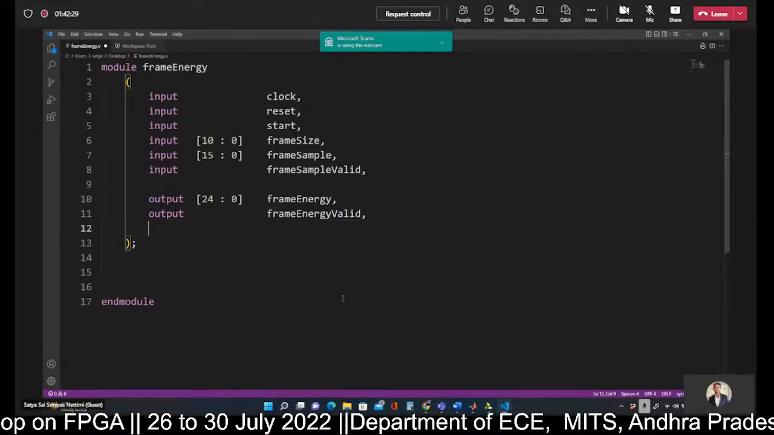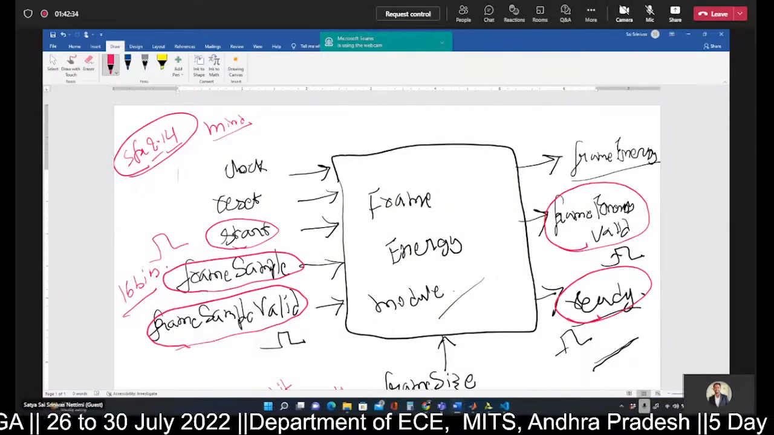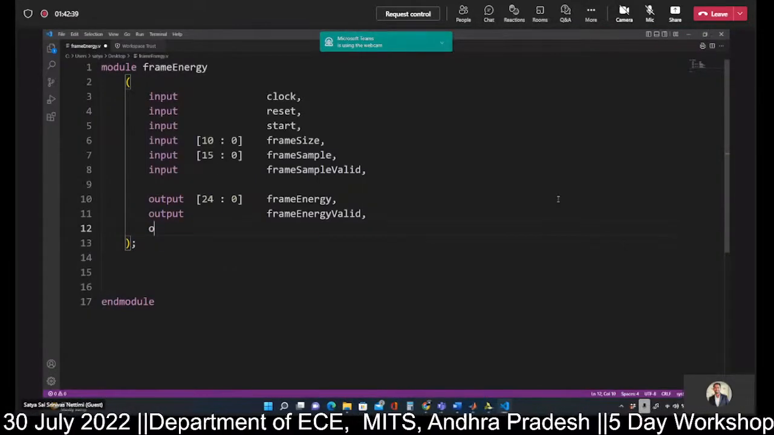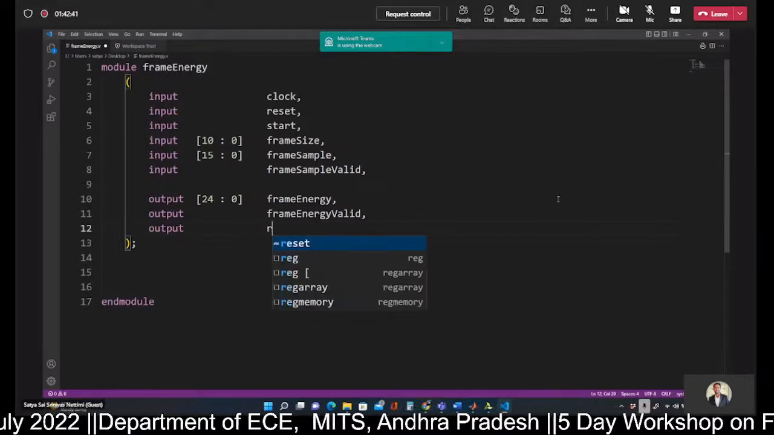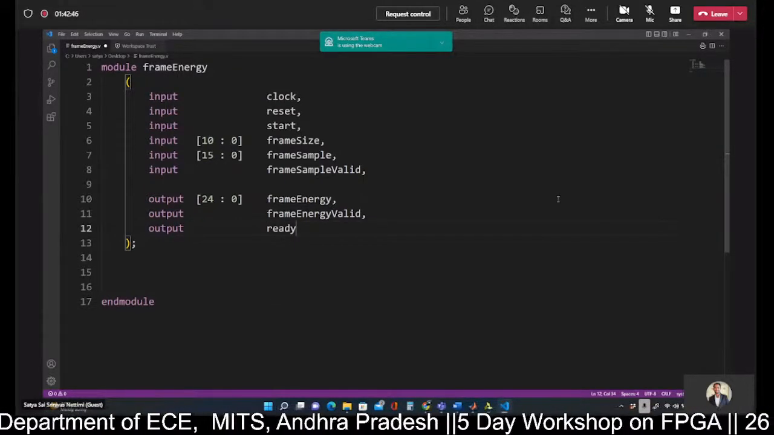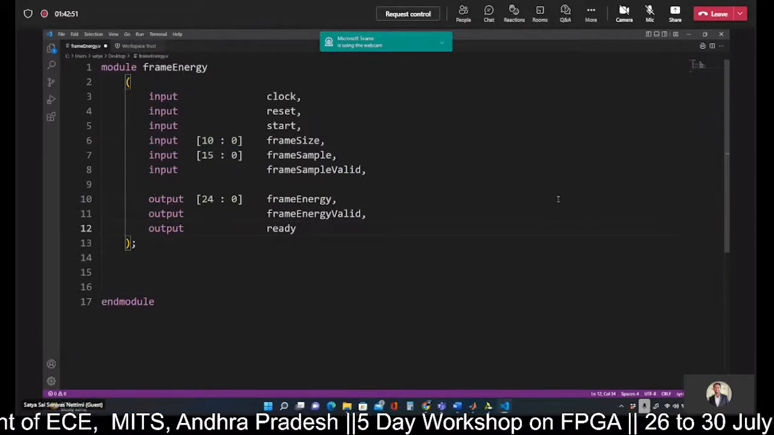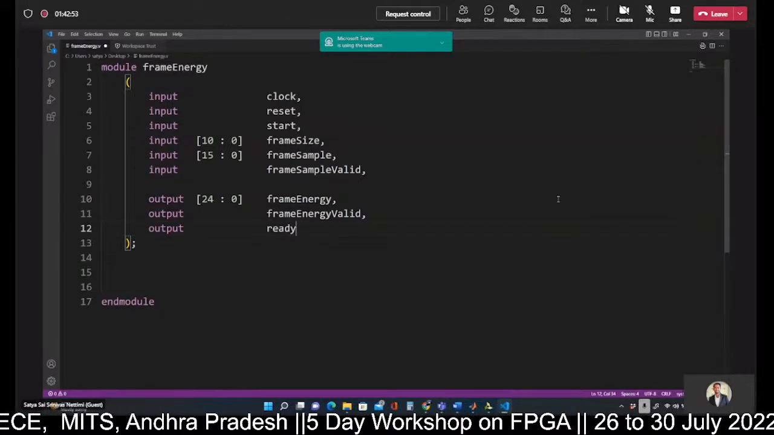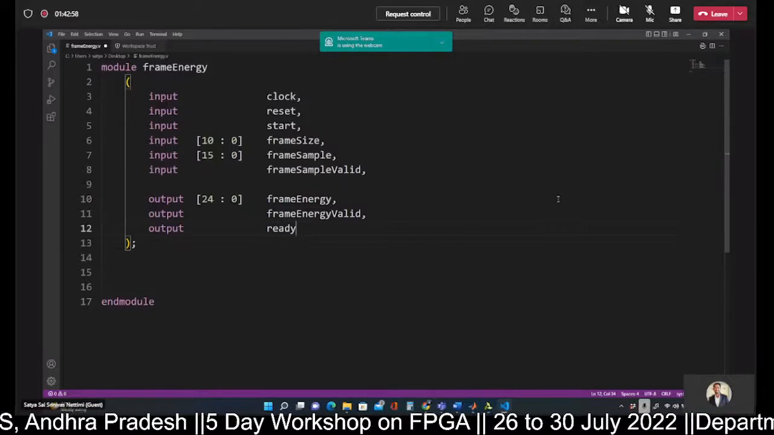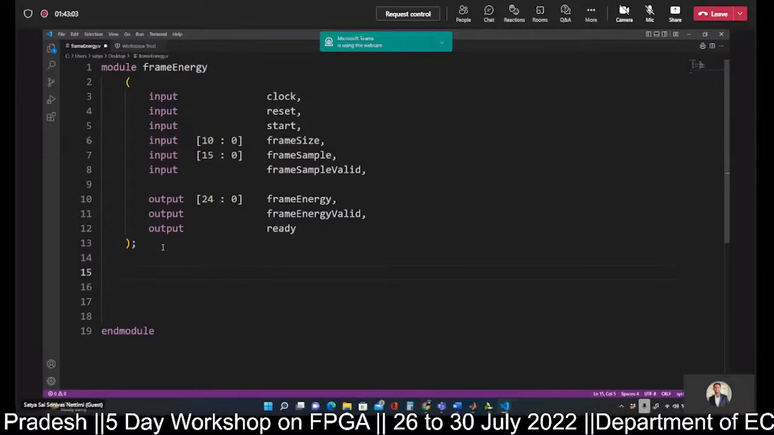Next, what is the other output? Finally we are left with one output, that is called ready. What is the purpose? To indicate the status of our module, whether it is idle or whether it is busy computing the energy of our signal frame or speech frame. So this completes the port list description. We have defined the port list successfully.